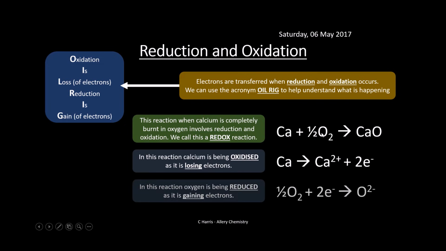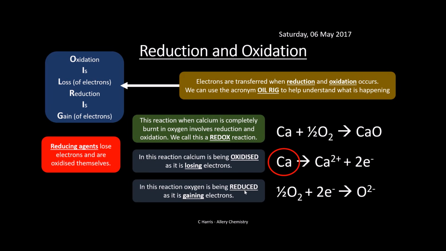Let's look at the other half of it. In this reaction, oxygen is being reduced as it's gaining electrons. You can see here, half O2 in the full equation. This is half O2. It's gaining 2 electrons, and we're forming O2-. This is obviously going to react with the Ca2+ to form CaO. You can see the electrons are being accepted, so this is an example of reduction. It's the oxygen that's been reduced here.